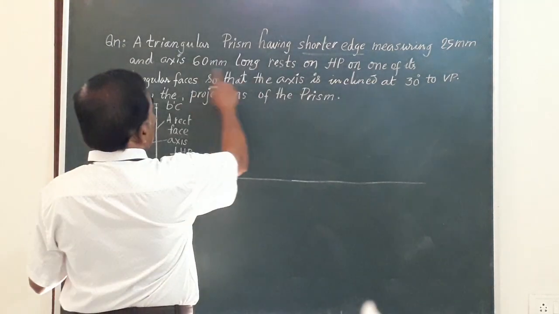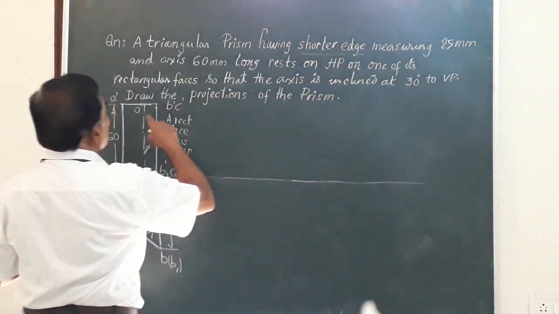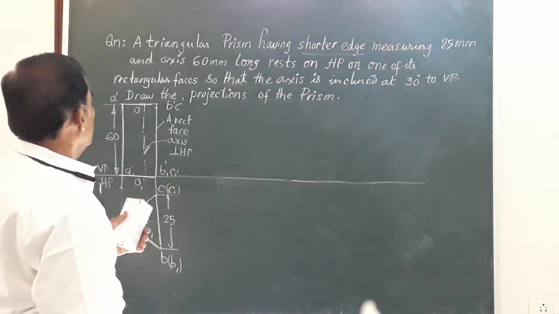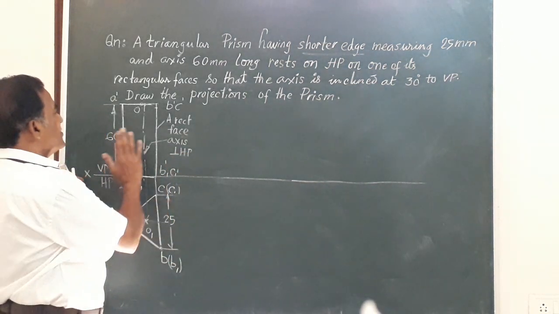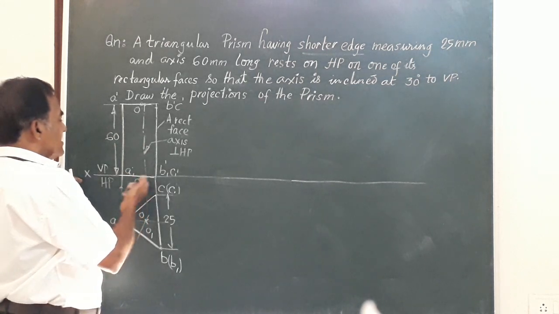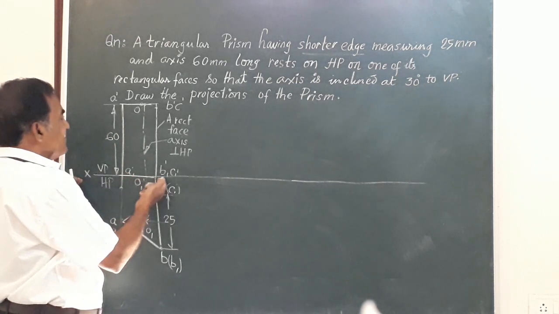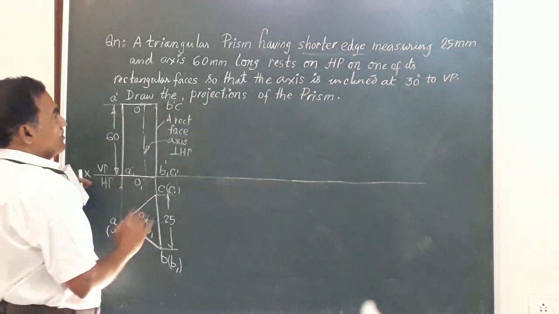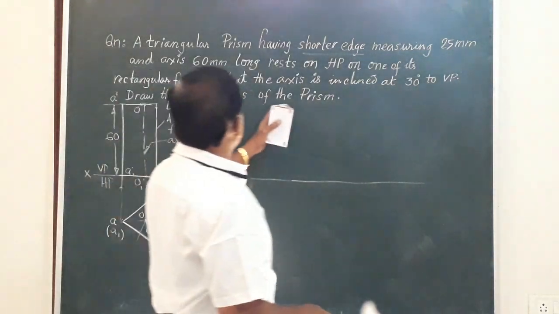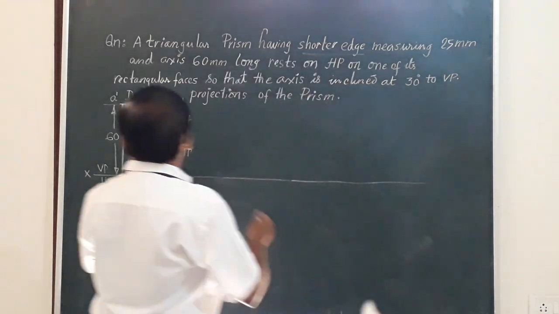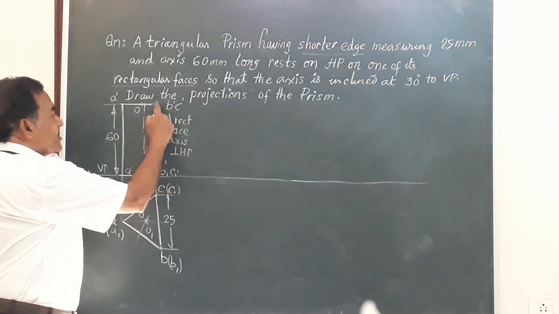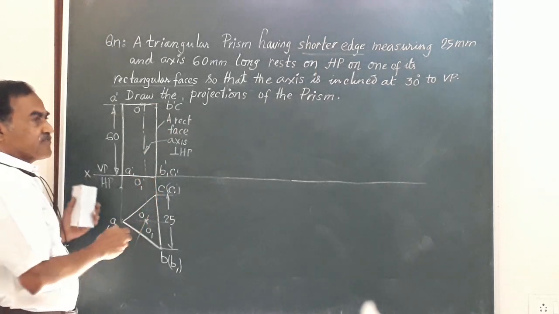Okay, so now it is like this: the object rests with HP on one of its rectangular faces. Now friends, you can see in the initial position, the object is resting on its triangular bottom face, with the axis perpendicular to the HP. He says it has to rest on one of the rectangular faces. So here this last line represents the rectangular face.